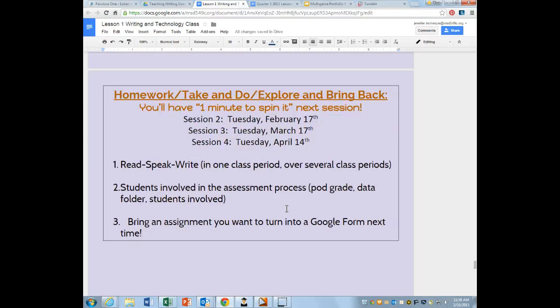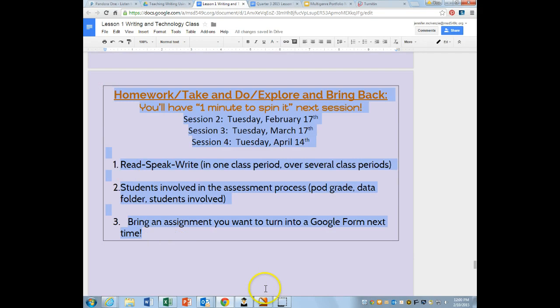And then after we took our survey, class was done, and the homework was to try the read, speak, write process out, to try involving students in the assessment process, and then to bring in assignments that you want to turn into a Google form to the next class. And then we'll do a quick share out before we begin session 2.